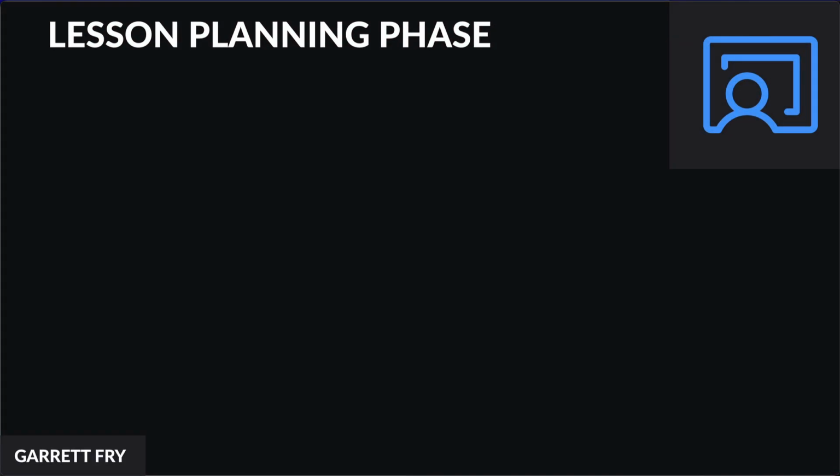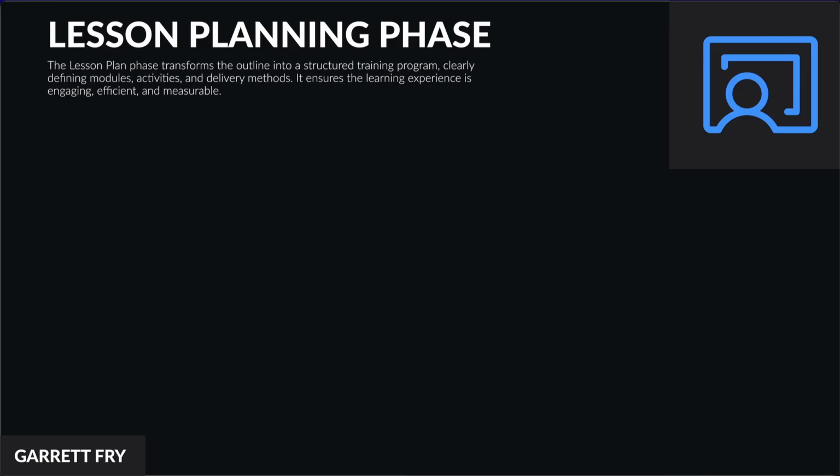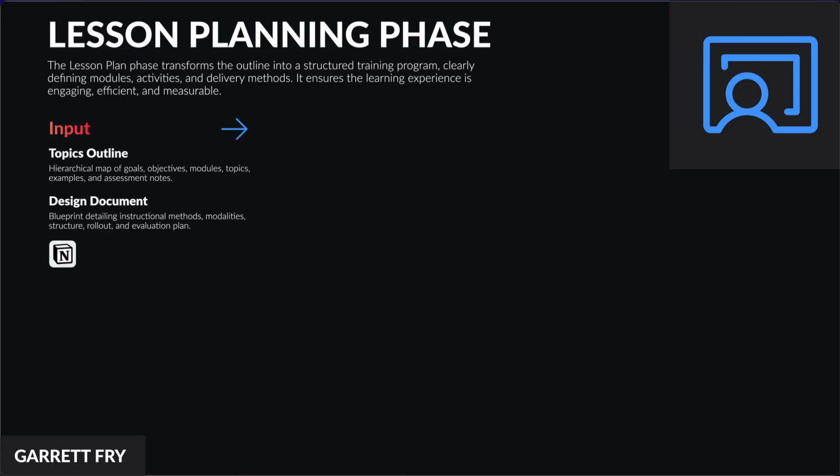Now that we have an outline of topics to cover in this training, we're now going to make a lesson plan that defines the modules, lesson activities, and delivery methods for this training. And we're going to ensure that the learning experience is engaging, efficient, and measurable. The really critical input documents that we're going to need, that we've already created in previous phases, are our topics outline and our design document.